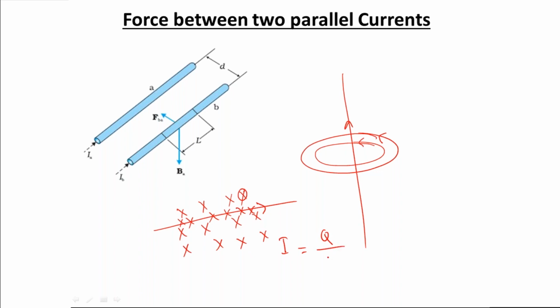This is due to, what do you mean by current? Current is nothing but rate of flow of charge. And we have already learned that if a charged particle is moving through a region where there is magnetic field B, with certain velocity V, the magnetic force on the charged particle will be Q into V cross B. So this we have learned already.